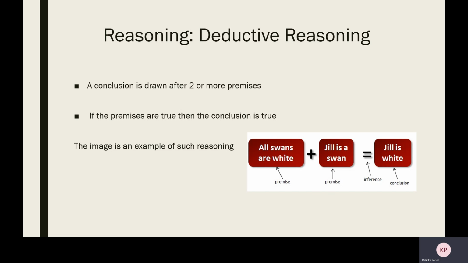Now, if swans were white, then this does make sense, right? But the problem comes in that potentially we could have black swans. So if your premises are not true, then the conclusion is also not going to be true. If we assume that only white swans exist, then the premises will lead to the conclusion.